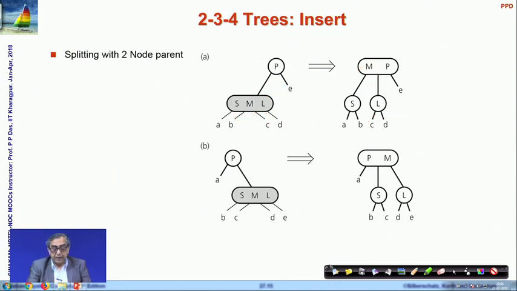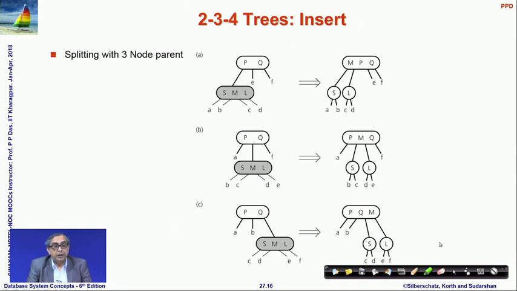So, in this way you can convince yourself in every such case that if the parent is a 2 node, then you can equivalently split the 4 node and make an insertion in the parent 2 node, convert it into a 3 node and get rid of the 4 node altogether. That leaves us with one other case, which is if the parent is a 3 node.